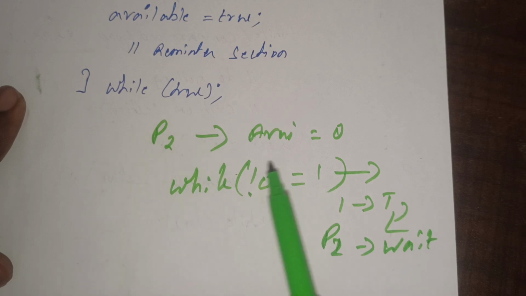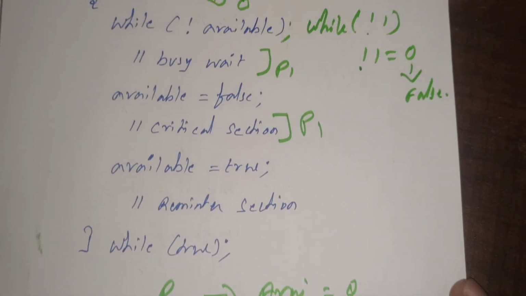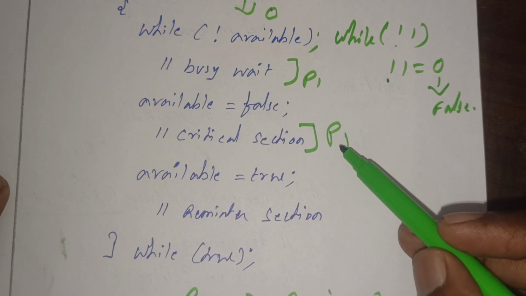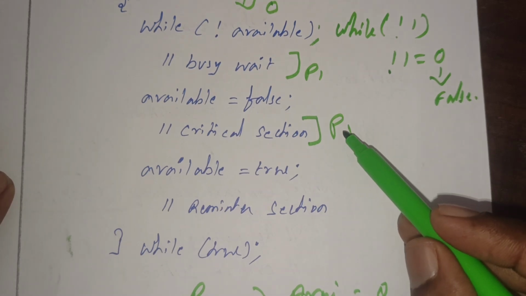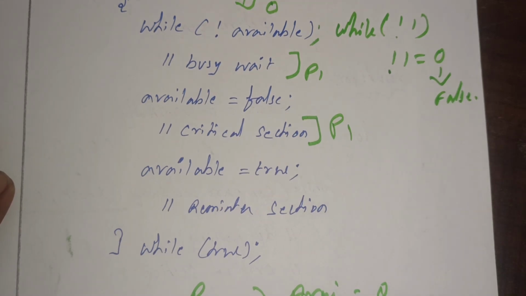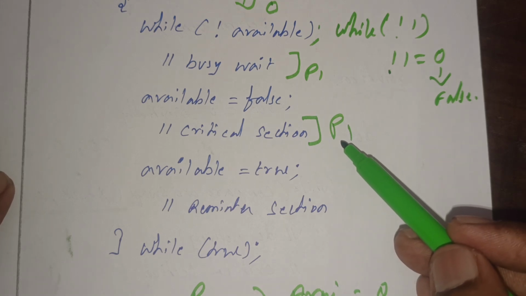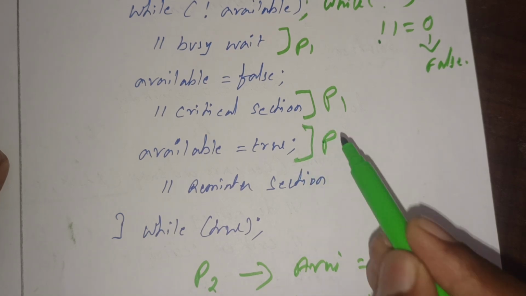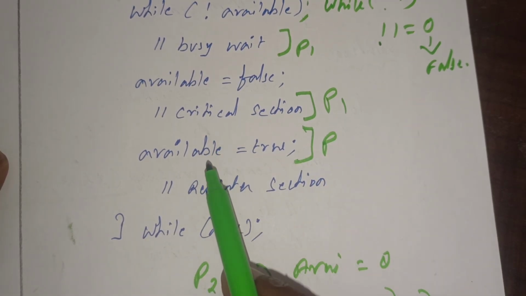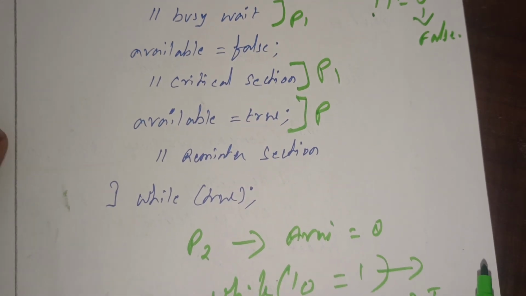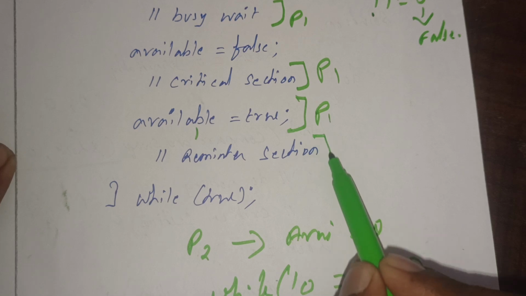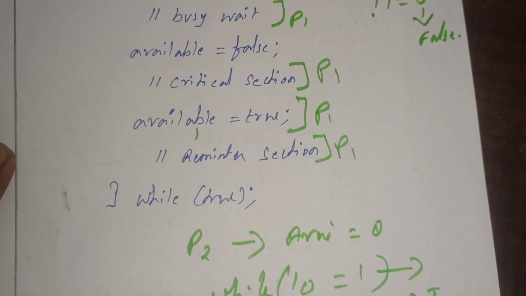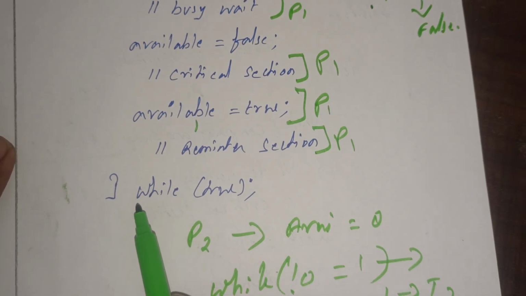Now P2 will be waiting until available is 1. So let's see when this happens. Now process 1 is inside the critical section. Now process 1 wants to come out of the critical section. After doing its procedure, it is coming out. What will it do when it is coming out? P1 will check this available and make available true. What happens now? Available is equal to 1. And after this, P1 will get into the remainder section. That's it. This procedure keeps working while this while condition is true, right?